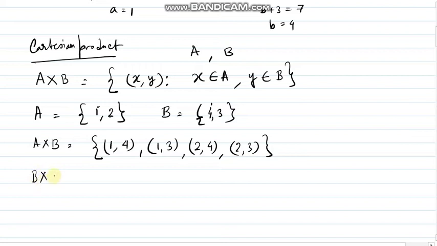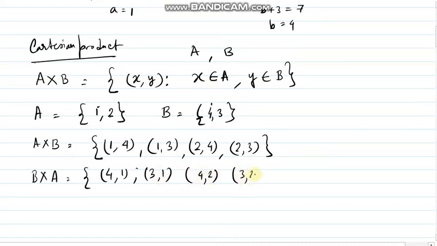If I go to find B cross A, just check, it will be (4, 1). So first the elements of B will come, then (3, 1), then (4, 2), then (3, 2). Just check the elements over there and over there. The elements are in reverse order. So the previous x is becoming y now and the previous y is becoming x now. Is it fine? So I will discuss a couple of examples based on that.